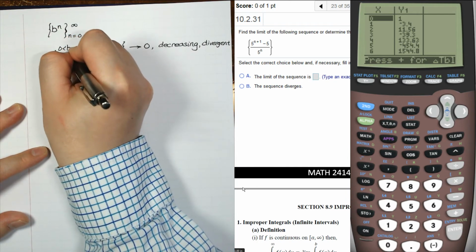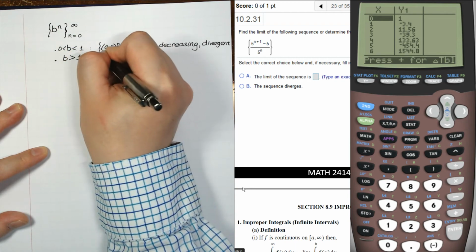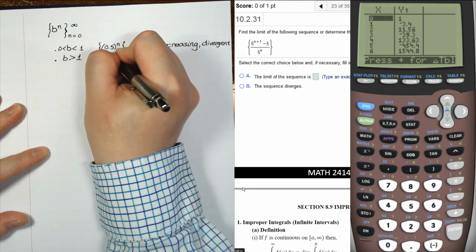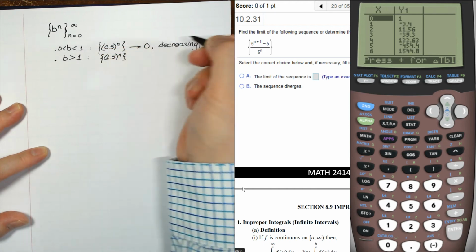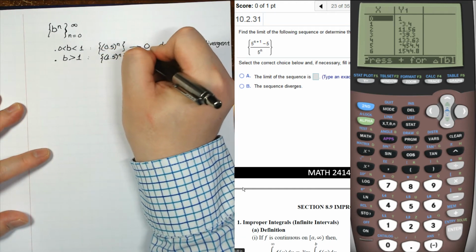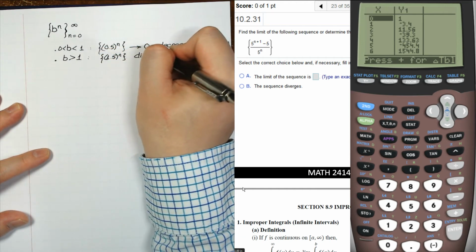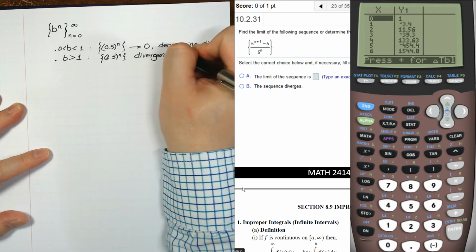If we have b greater than 1, like 1.5 here, the base is bigger than 1, it is divergent and increasing.